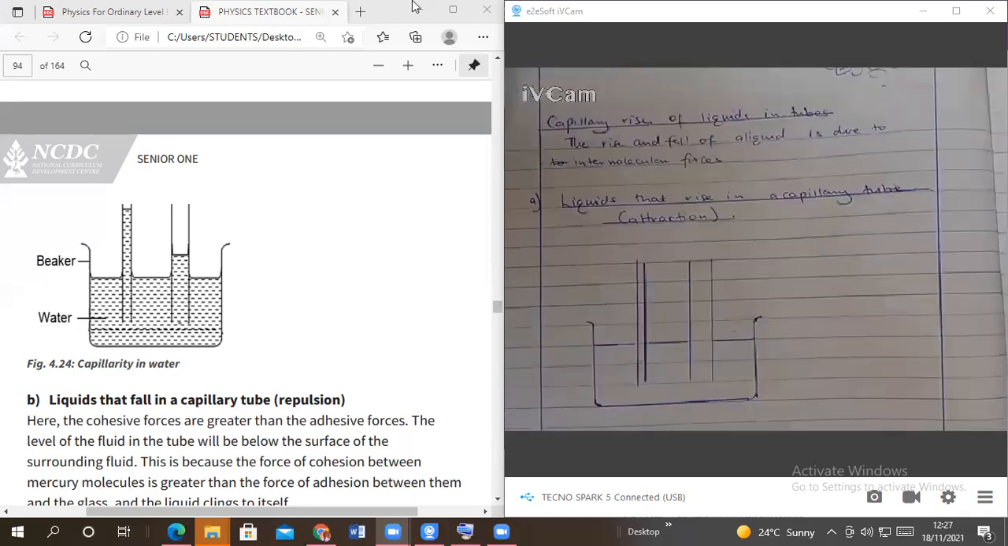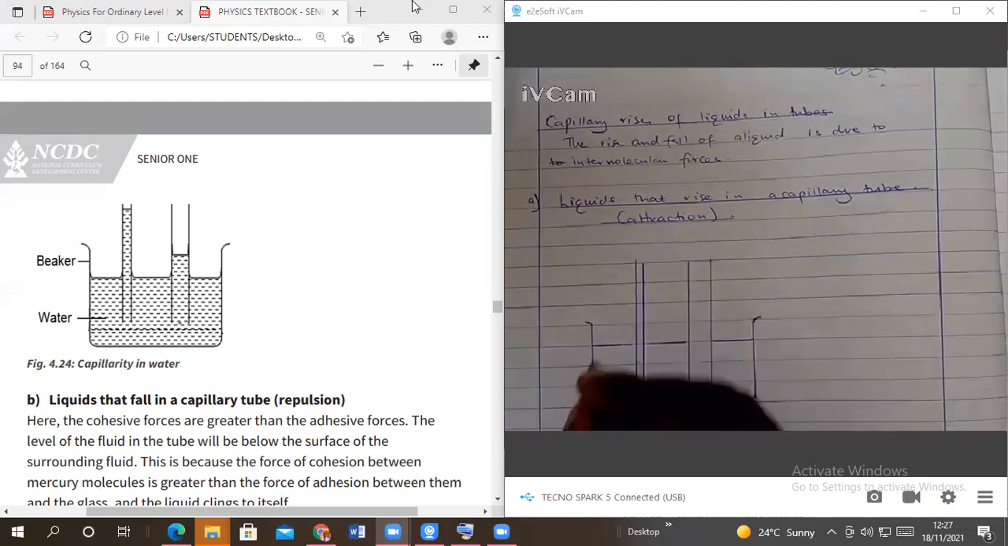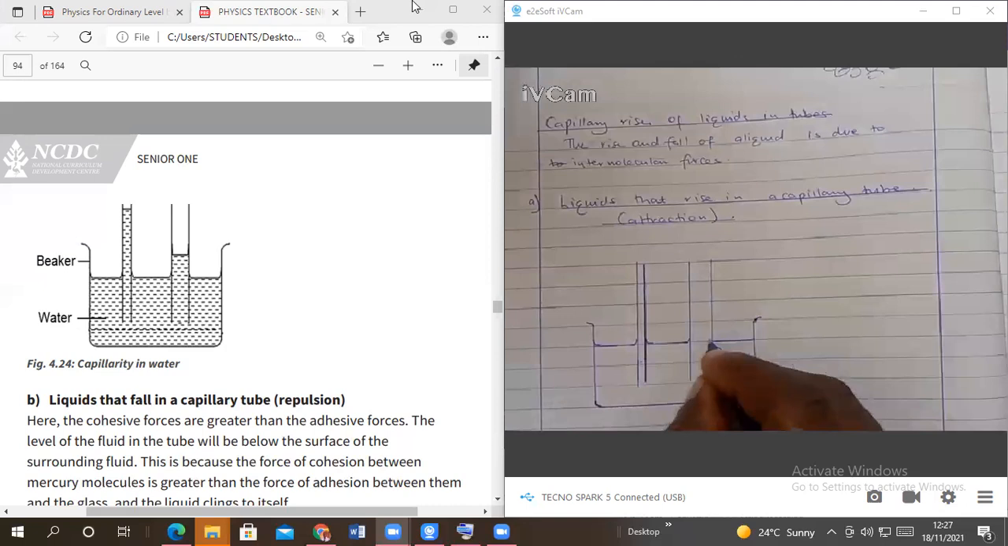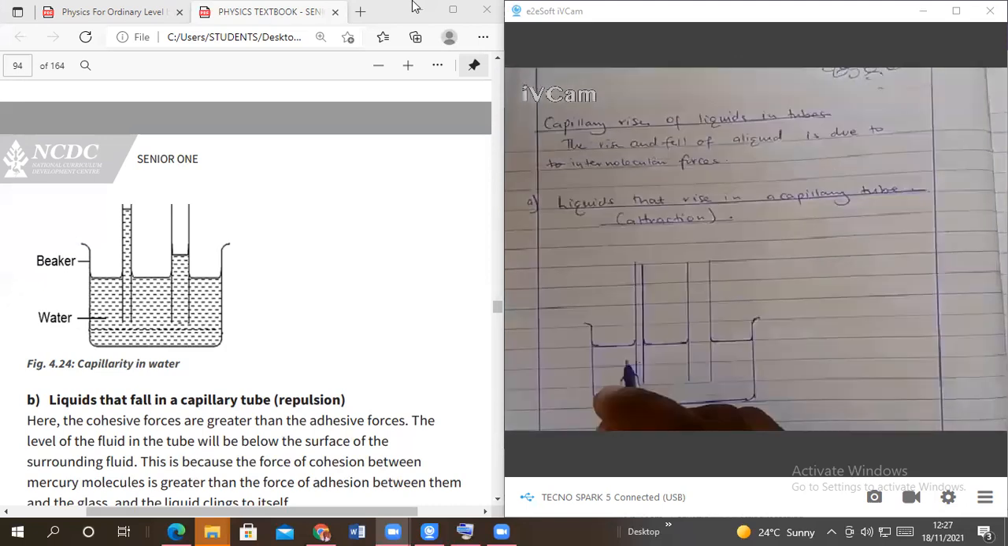We are all drawing that diagram. Let us draw that diagram. Okay. Have you finished?